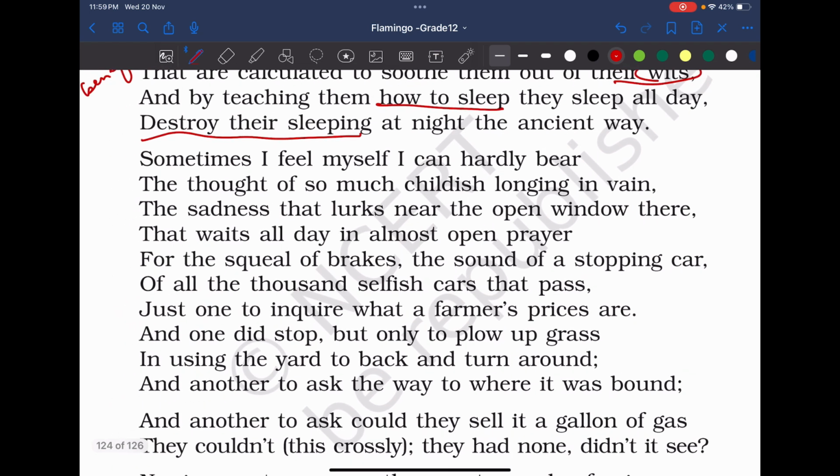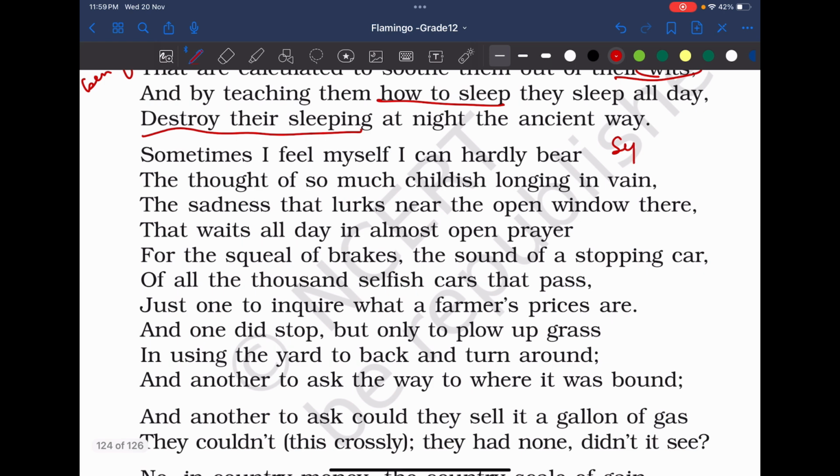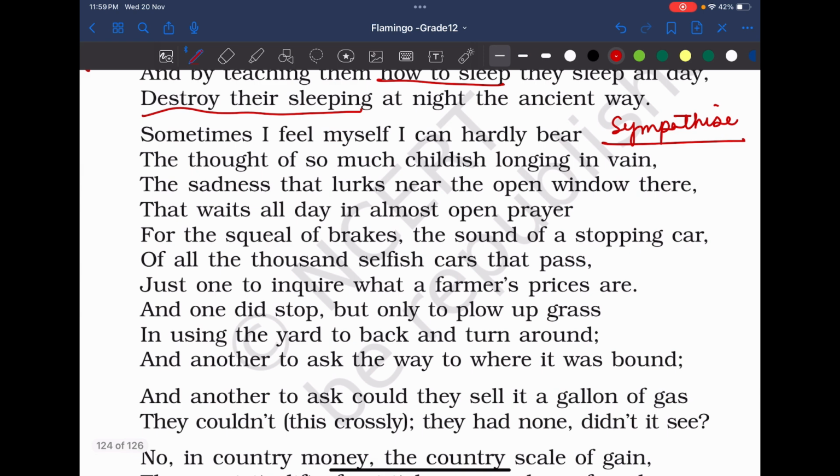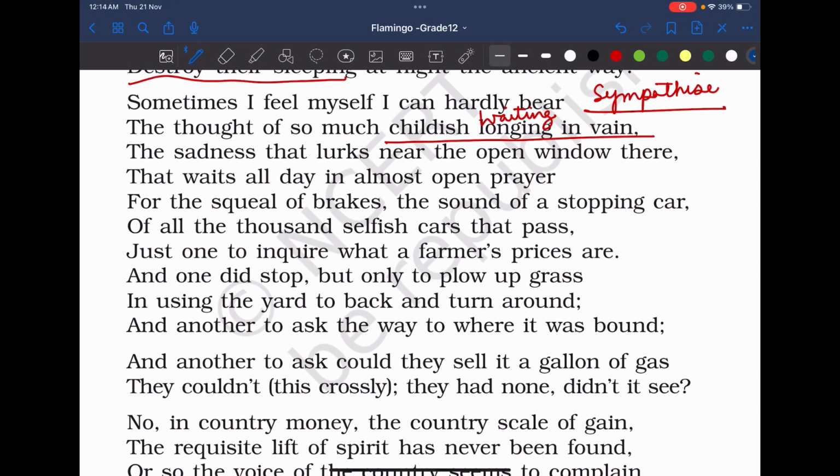Sometimes I feel myself I can hardly bear. So the poet is feeling very, very sympathetic. The poet is sympathizing with these poor people, that I can hardly bear. I cannot even imagine the pain these people have. The thought of so much childish longing, like a child, they are just longing. They are waiting for these people to, like, he's just observing.